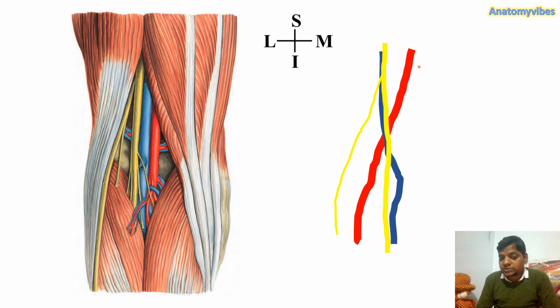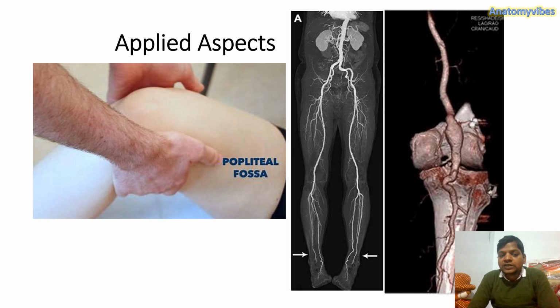Nerve will be most superficial, artery will be deep. So hope this is clear to you. Moving further. So this is showing how we palpate the popliteal artery in the popliteal fossa. The knee joint will be slightly flexed, and then by deep palpation posterior to the knee joint we will palpate the popliteal vessels, artery. This is showing the arteriogram. This is a dilated part of the artery in the popliteal fossa region, an aneurysm. So hope this is clear to you, some of the clinical images.